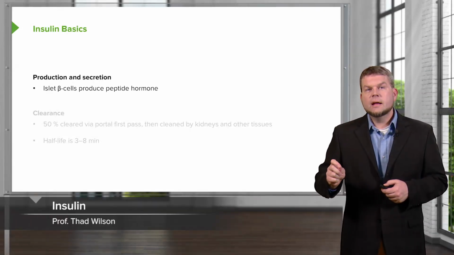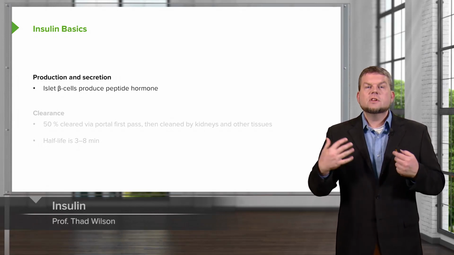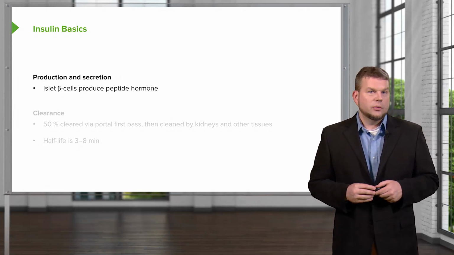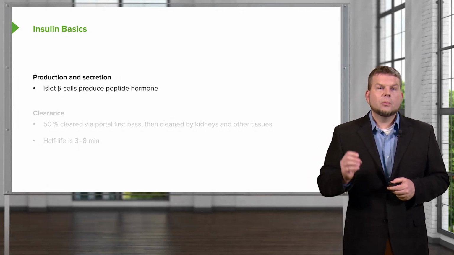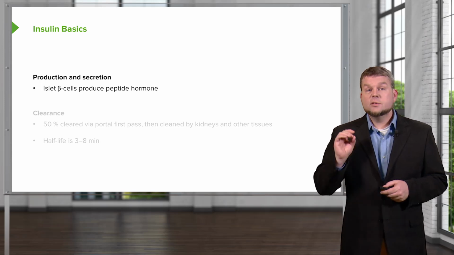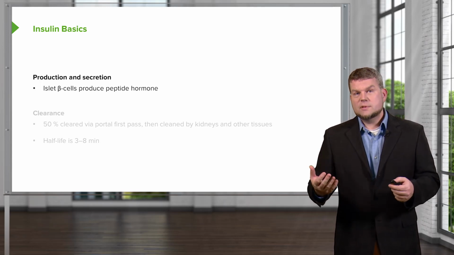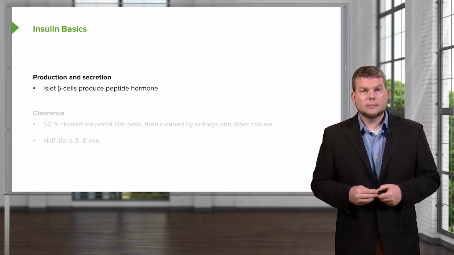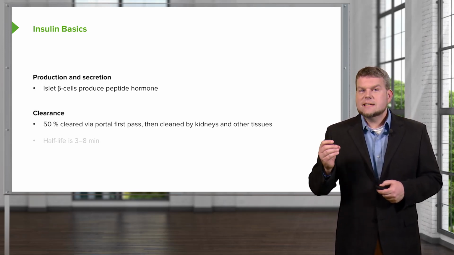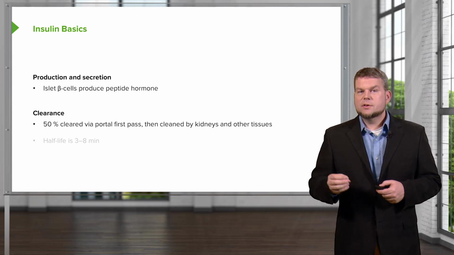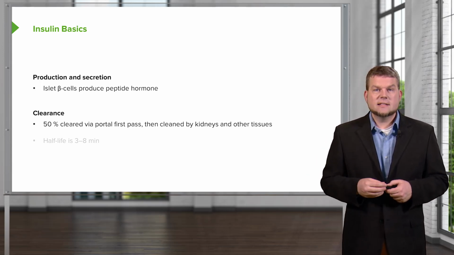Insulin. Insulin is usually the opposite of what glucagon is. It's formed also in the islet, and specifically in the beta cells. It is also a peptide hormone, similar to glucagon. It is cleared about 50% by the first pass.